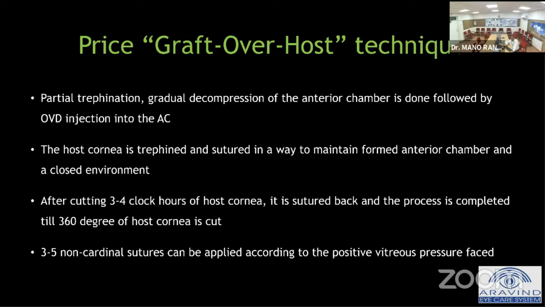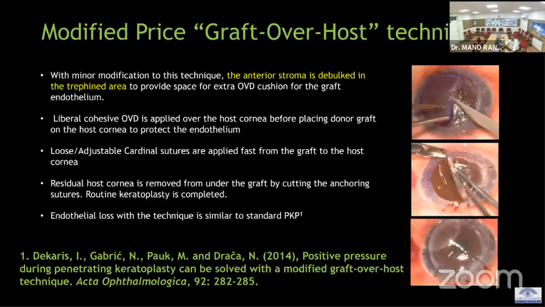This is a technique described by Price, in which he refashioned the host cornea and sutured it in the same way first, and then after cutting the 3 to 4 o'clock host cornea, he sutured back the whole cornea. With the non-cardinal sutures as anchoring sutures, he placed the donor graft over it, and in between he used an endothelial cushion. I'll show you the modification which I have done in this video.